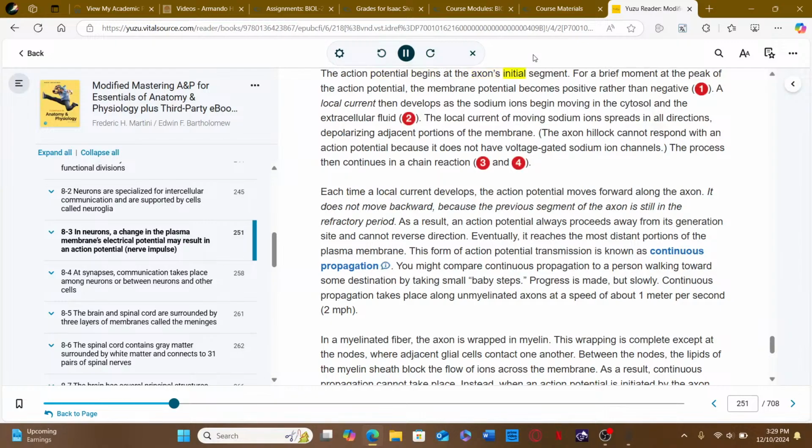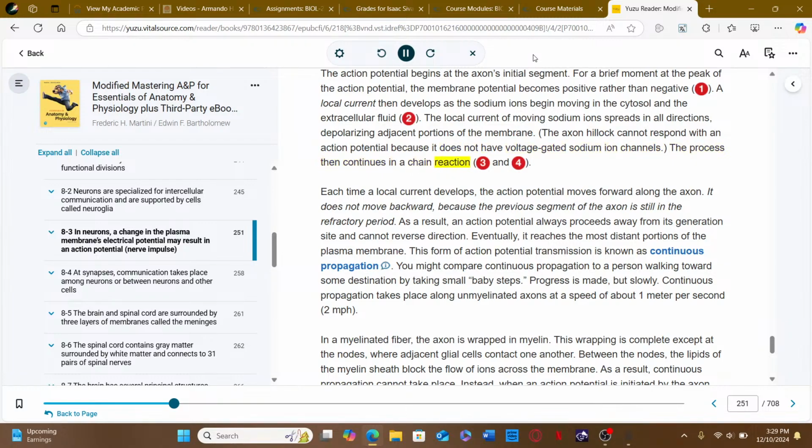The action potential begins at the axon's initial segment. For a brief moment at the peak of the action potential, the membrane potential becomes positive rather than negative. A local current then develops as the sodium ions begin moving in the cytosol and the extracellular fluid. The local current of moving sodium ions spreads in all directions, depolarizing adjacent portions of the membrane. The axon hillock cannot respond with an action potential because it does not have voltage-gated sodium ion channels.